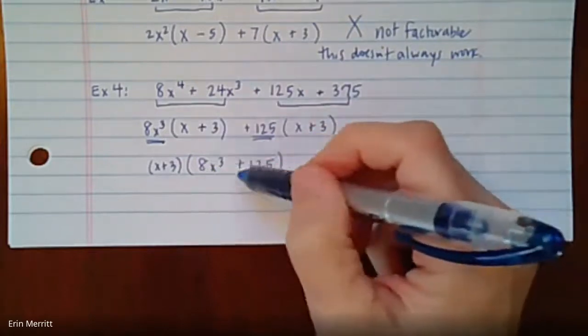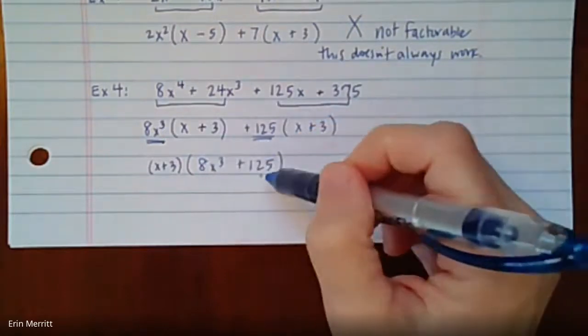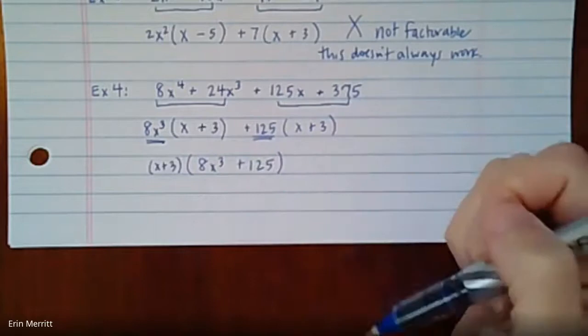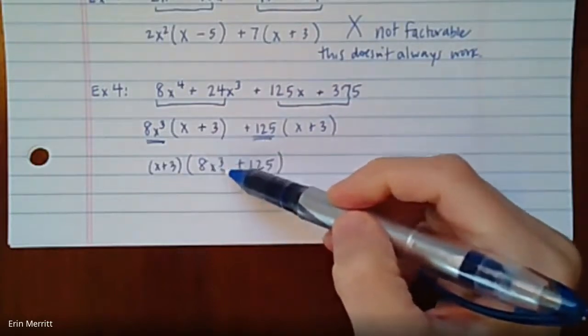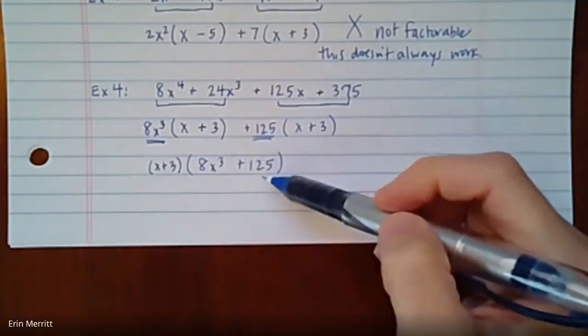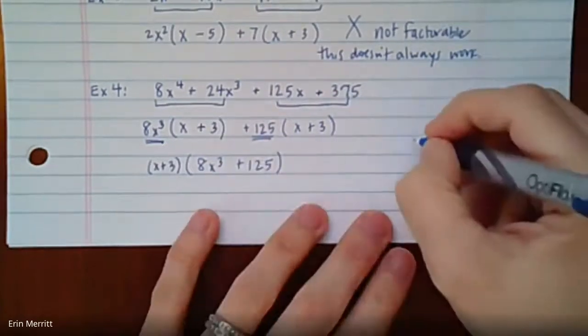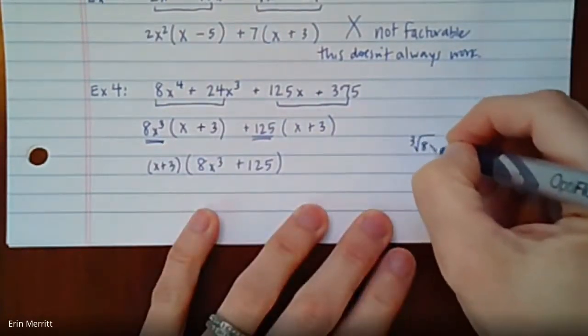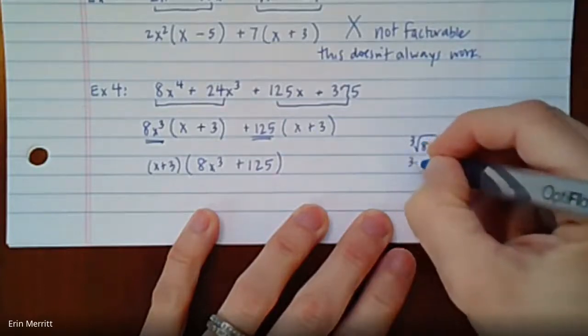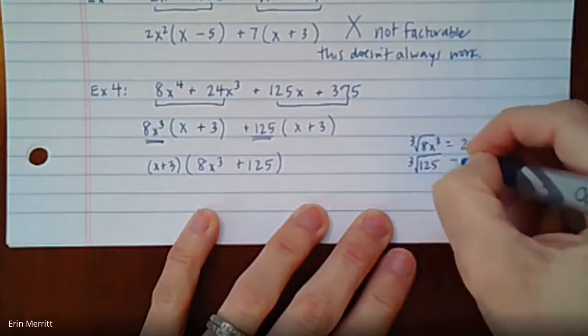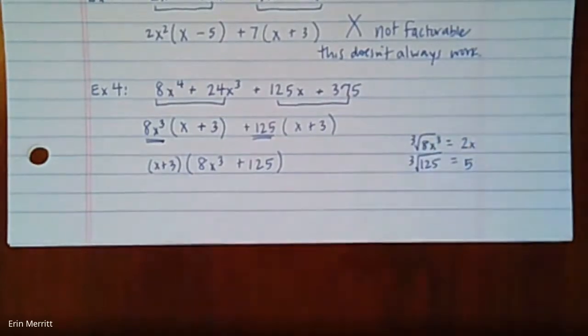Well, it might not be completely obvious, but when I have 2 terms with a plus in between, you've got to check and see, is this a sum of cubes? 8 is a perfect cube, x cubed, obviously. 125 is a perfect cube. So maybe off to the side, you do a little bit of work. The cube root of 8x cubed is just 2x. The cube root of 125 is going to be 5.